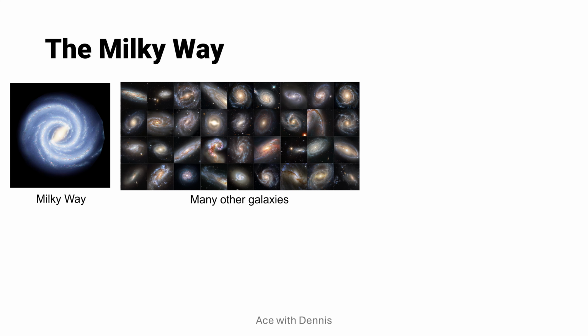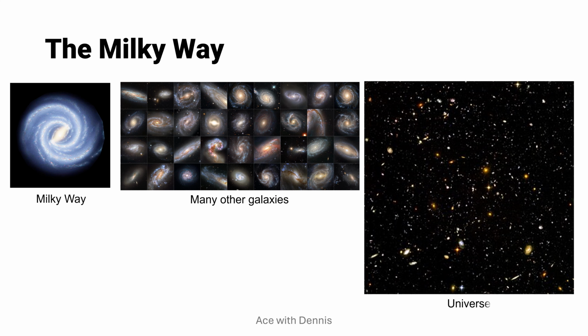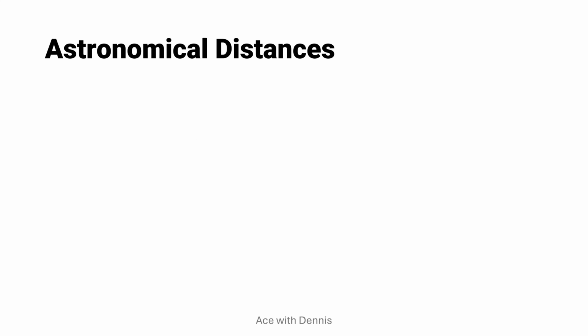As we know, Milky Way is a galaxy, and there are many other galaxies that form the universe. Now, can you locate where is the Earth? We are extremely tiny in the eye of the universe. Now, let's discuss astronomical distances. We know that the SI unit for length or distance is meter.